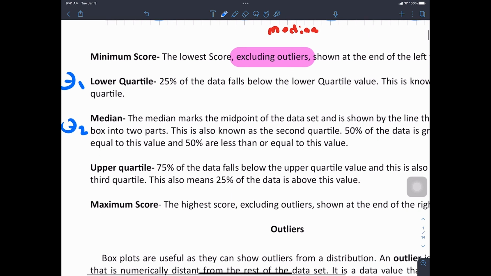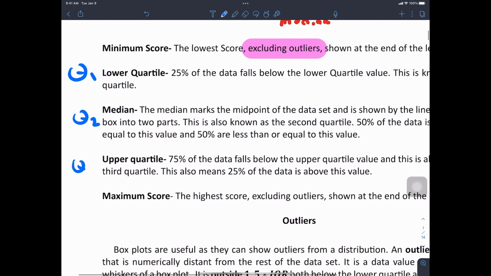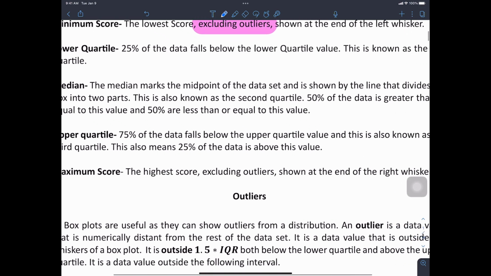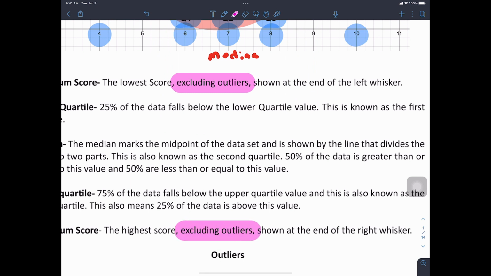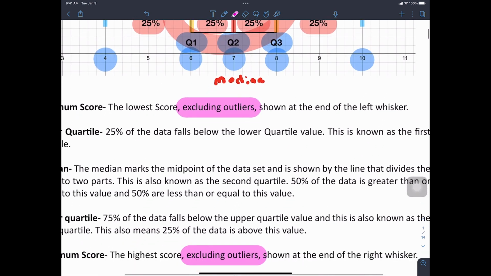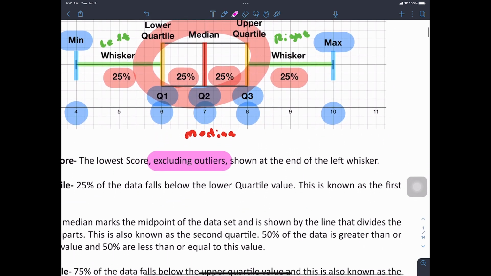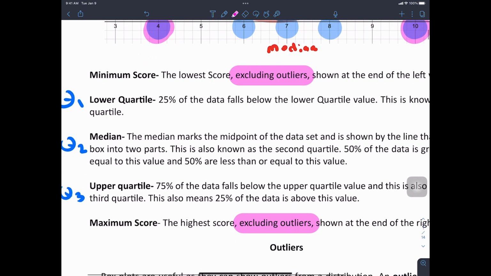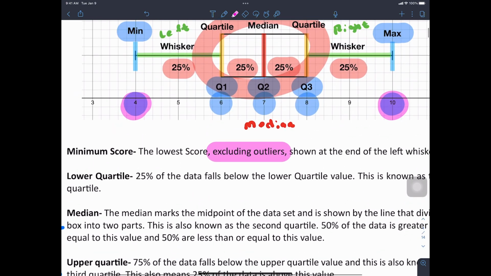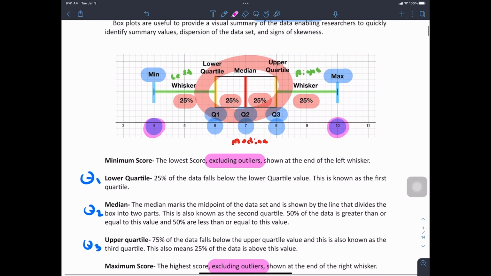And that's pretty much what it says here. The upper quartile is Q3. And then the maximum score, again, that's the highest score, excluding outliers for the most part. And it's shown at the end of the right whisker. So this is what they mean by that. It's over here and over here, the maximum score and the lowest score in the 5-number summary. And this is just a graph of it. And ladies and gentlemen, this is called a box plot.